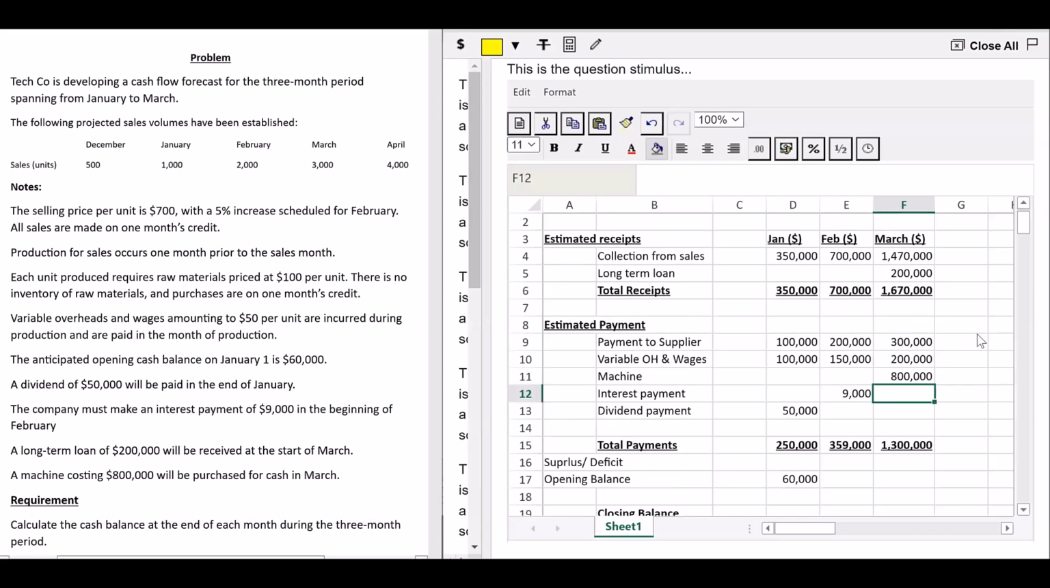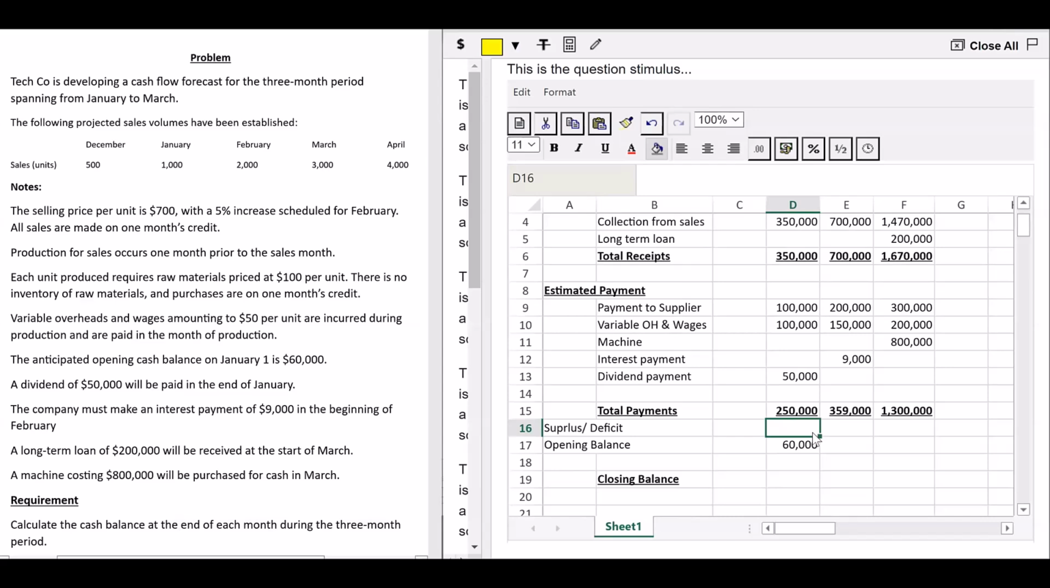Now we've got all the receipts, all the payments. The receipts minus payments is supposed to give me a surplus or deficit for all the 3 months, Jan, Feb, March, which is 100,000, 341,000, 370,000. To the surplus or deficit, when I add the opening balance, I'm supposed to get the closing balance. One month's closing balance will be the next month's opening balance.